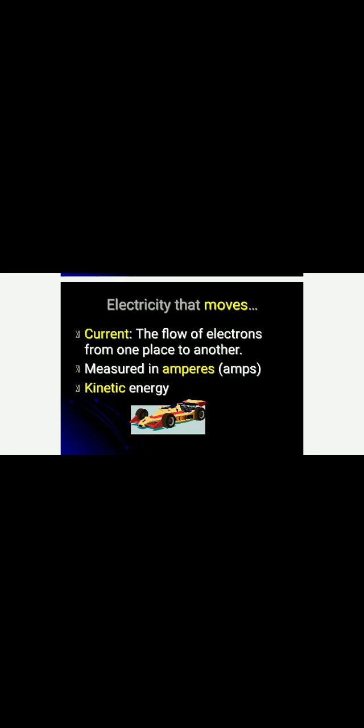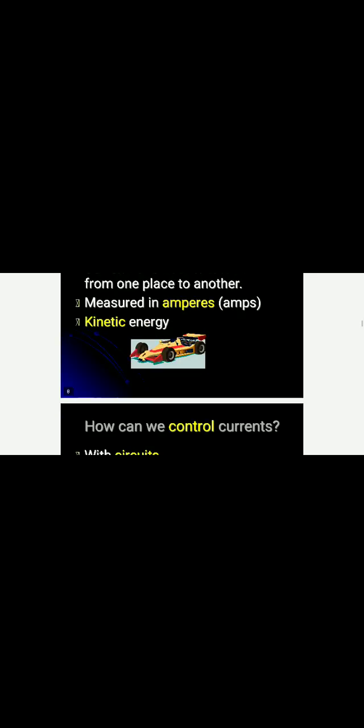Electricity that moves is current, the flow of electrons from one place to another. It is measured in amperes. It is one form of kinetic energy. How can we control currents? With circuits. A circuit is a path for the flow of electrons. We use wires.